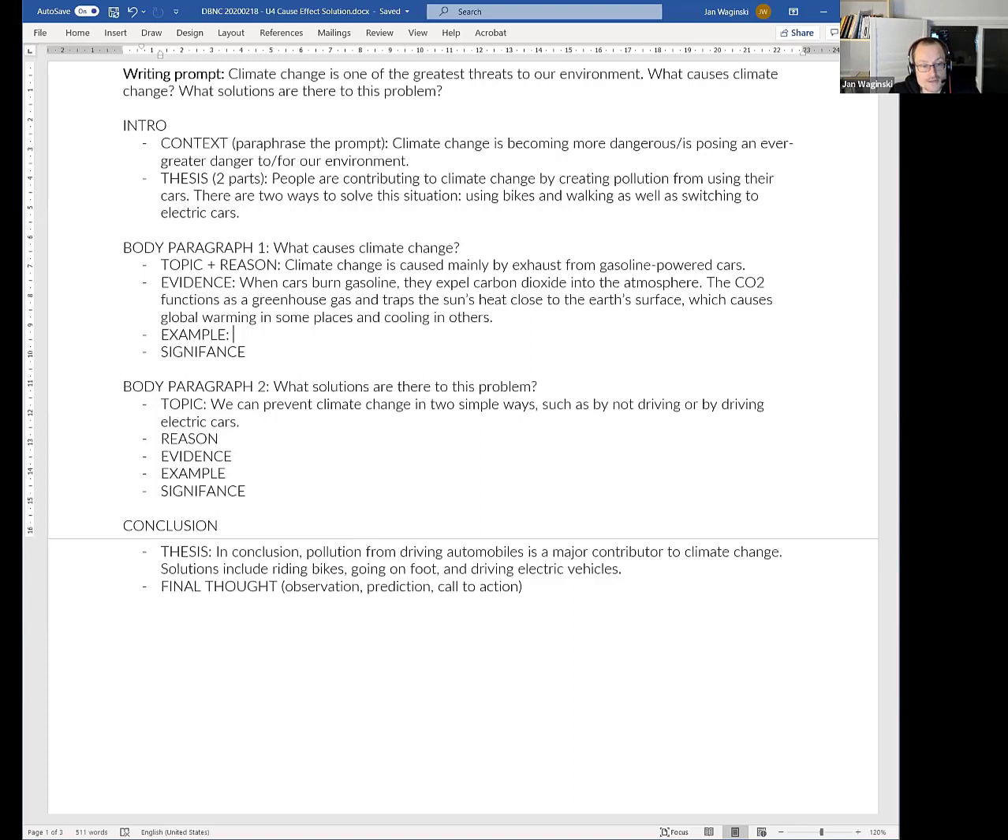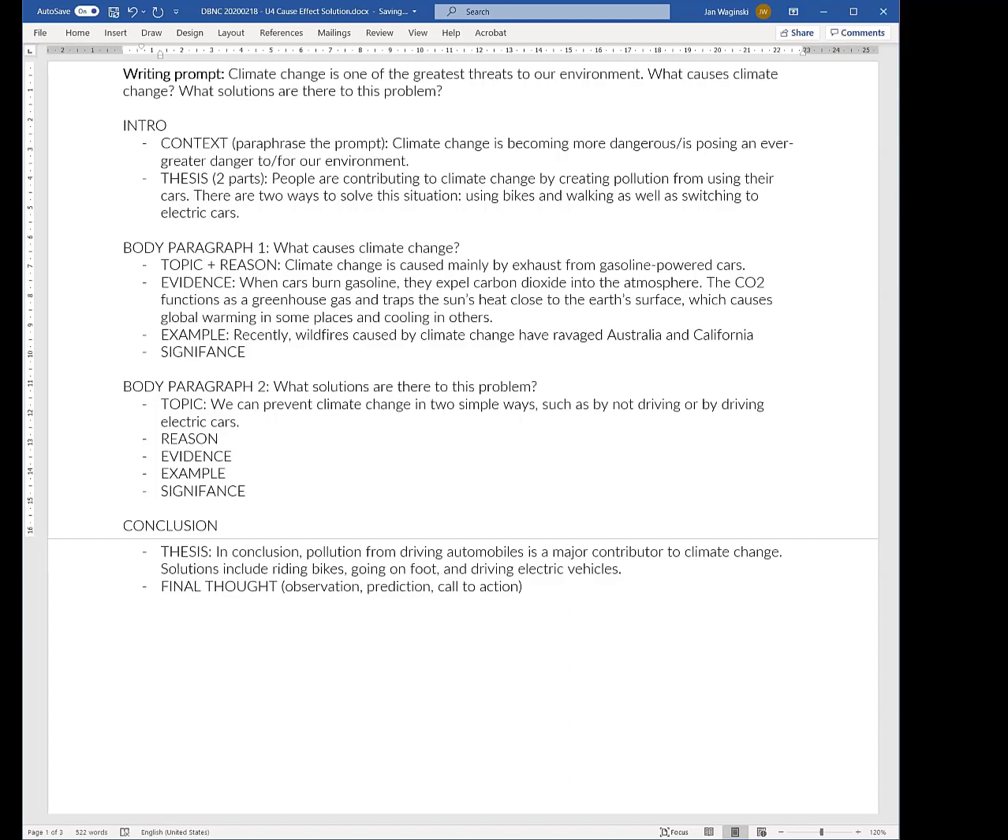So over the last while, what was the big news from like Australia, California? Fires. That's it. Wildfires, right? Caused by the climate change. So recently, wildfires caused by climate change have, here's a good word, ravaged Australia and California. What do you think ravaged means from this context?